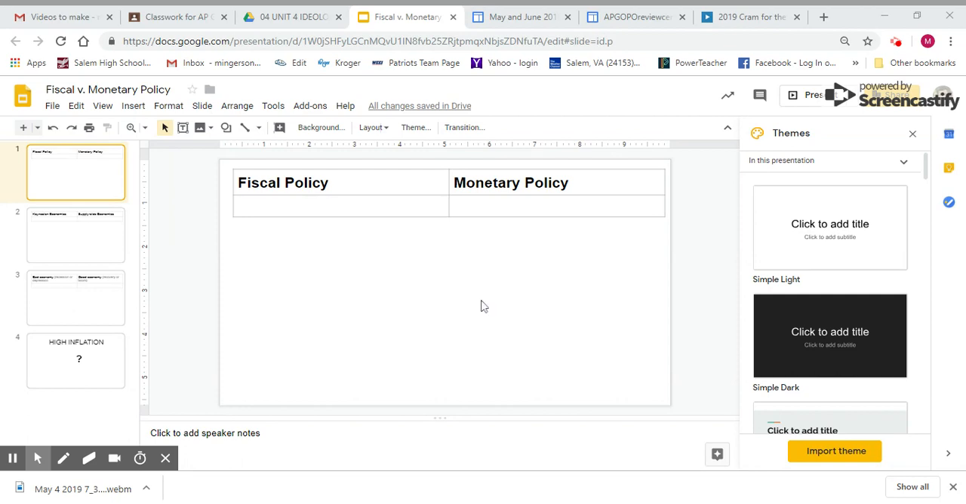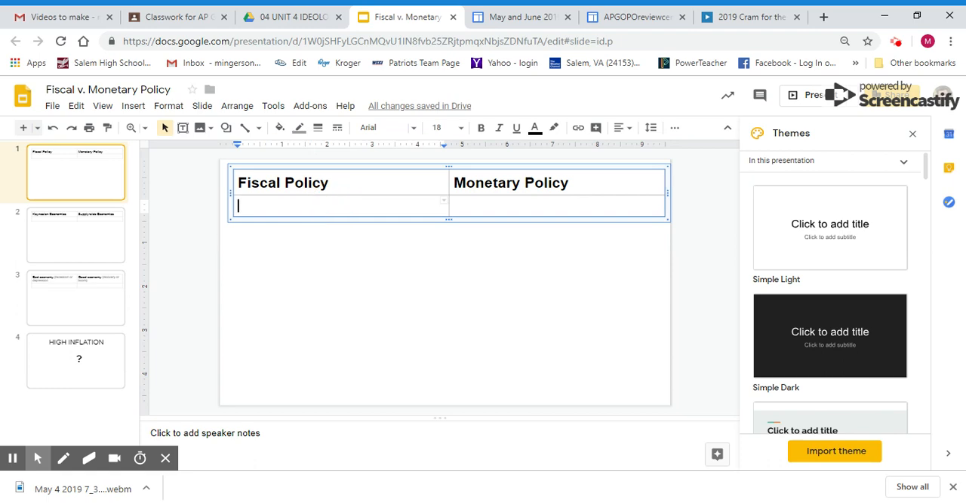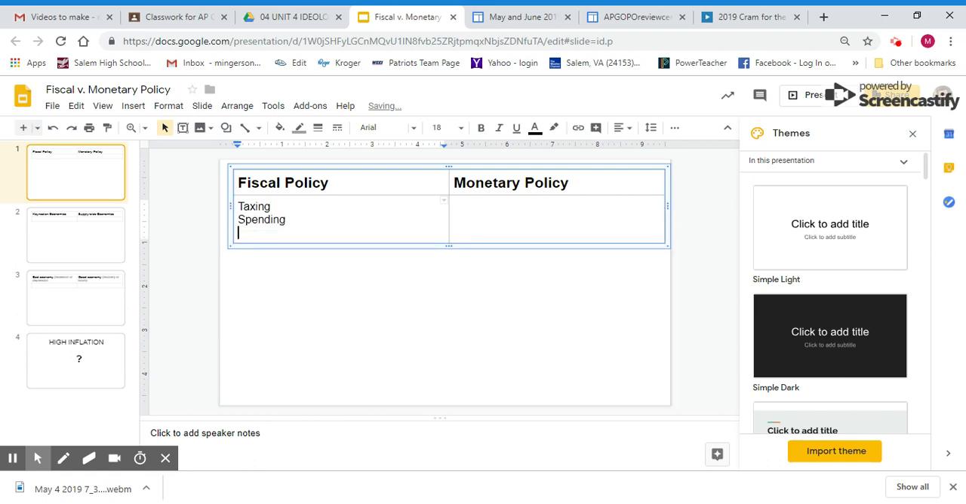So let's just talk about some real basics. First off, who is in charge of fiscal policy? Well, fiscal policy is taxing and spending. So what exists that controls taxing and spending? Well, that's Congress. By Article 1 of the Constitution, Congress is given power to tax, and it's given power to make a budget. So that's it. It's pretty straightforward. Fiscal policy is controlled by Congress.